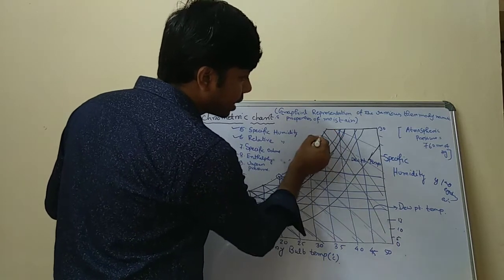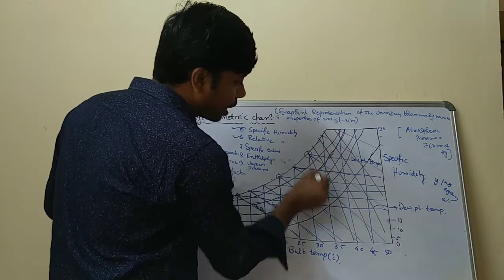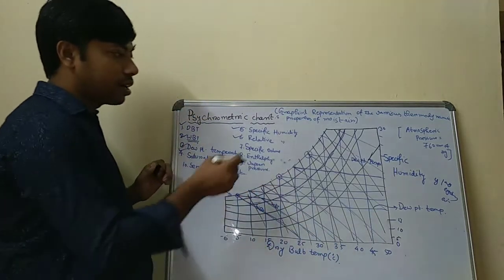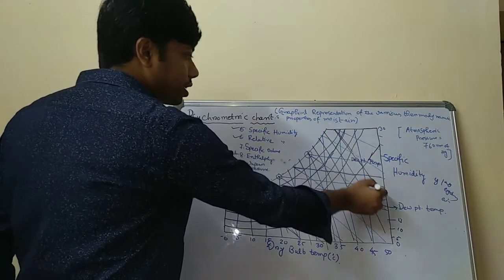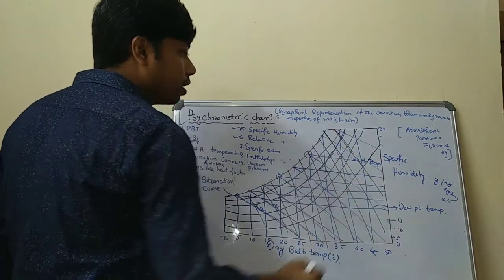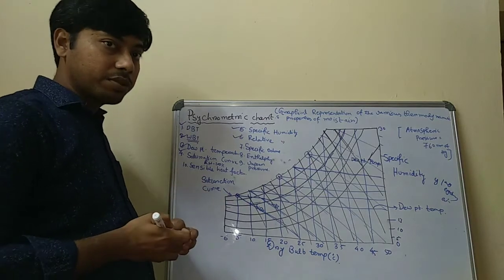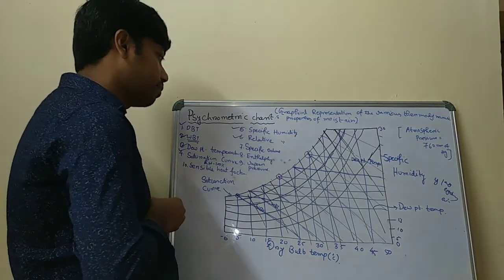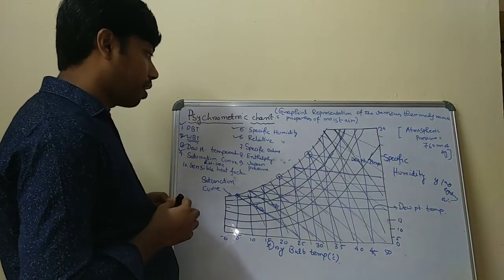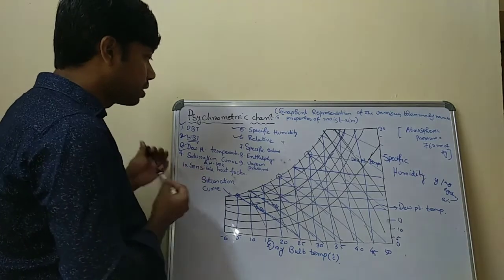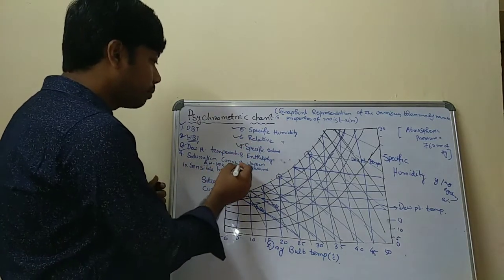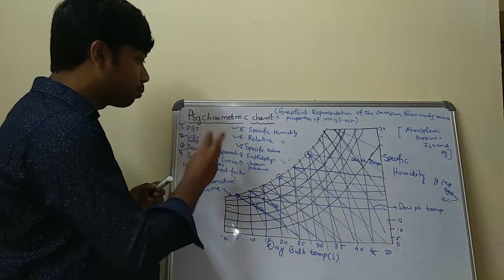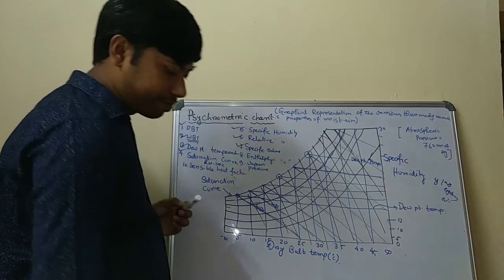In this way, you can see that there are specific humidity lines. These in black color are the relative humidity lines. These are the specific volume lines. It is also mentioned in your psychrometric chart. If you go through your psychrometric chart, you can easily identify the specific volume line. Okay, and now it's enthalpy, vapor pressure, and sensible heat.